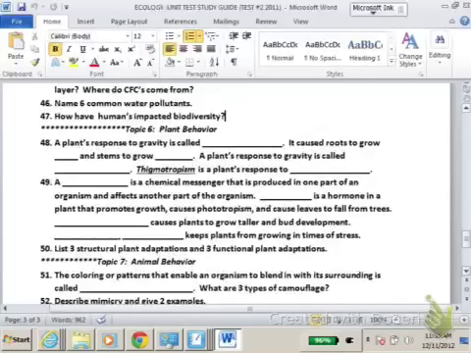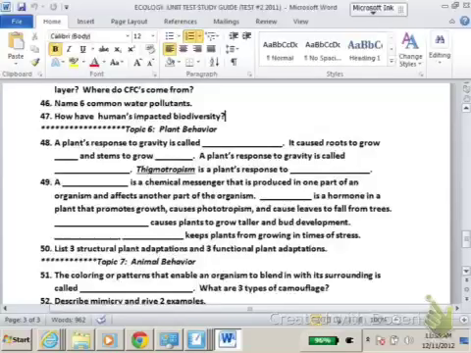And then I see a little typo here where it says a plant's response to gravity. That should say light. Okay? That should say light. So a plant's response to light is called phototropism. And then thigmotropism is a plant's response to touch. Yes, plants do have behaviors. That's what the tropism is.